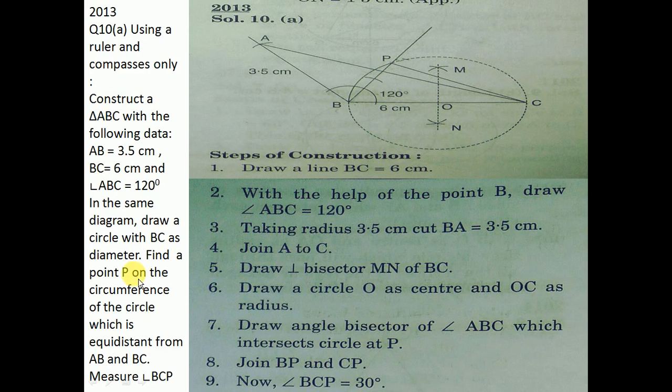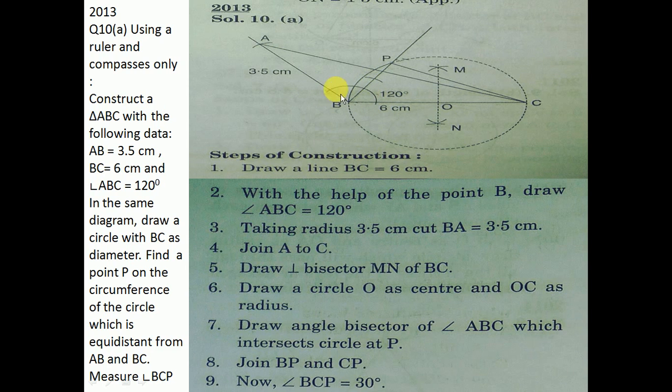Find the point P on the circumference of the circle which is equidistant from AB and BC. Which is my AB? AB is here. Where is my BC? BC is here. We have to get an angle bisector of this, because this is the locus of points equidistant from both these two sides, right? So bisect this angle.